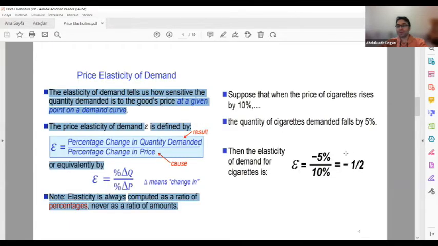So what is my result? 1/2. Is it less than or greater than 1? Less than 1. So the demand for cigarettes is inelastic. Okay, it is inelastic because cigarettes cause addiction for people. For instance, let's say 1 packet of cigarettes today is $5.